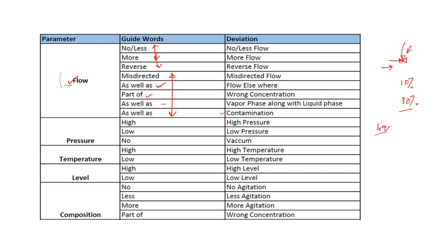Similarly, for the pressure, it can be high pressure, it can be low pressure, or it can be no pressure. So no pressure means the vacuum situation. Okay. Temperature is also straightforward, high and low, high temperature, low temperature. Level also high, low. Composition means whatever component content in the fluid. So there can be no agitation, there can be less agitation, there can be more agitation, there can be wrong concentration also.